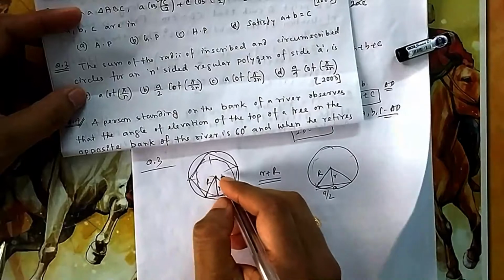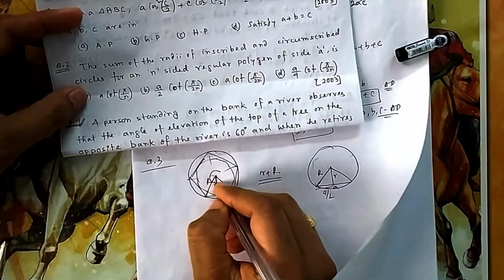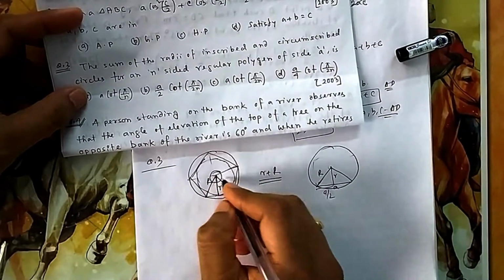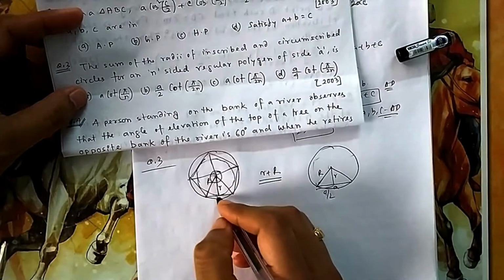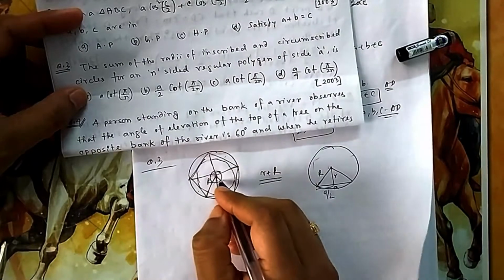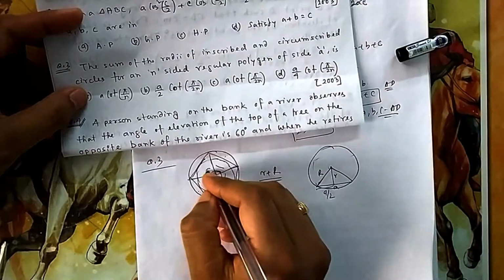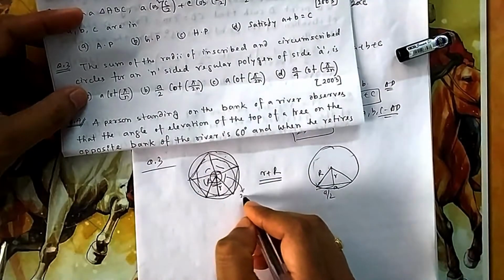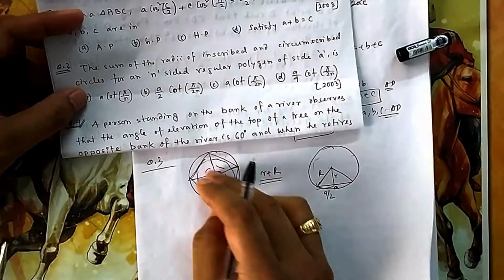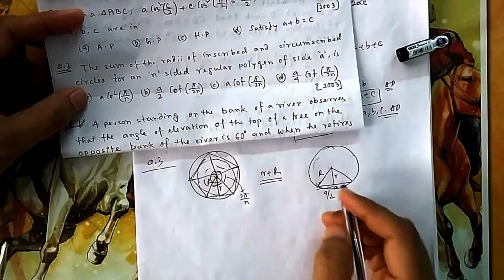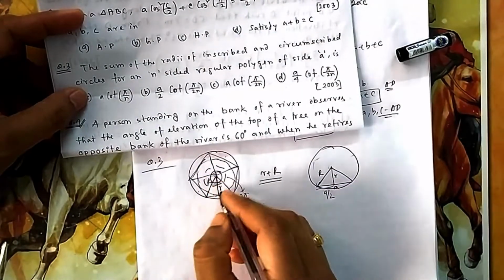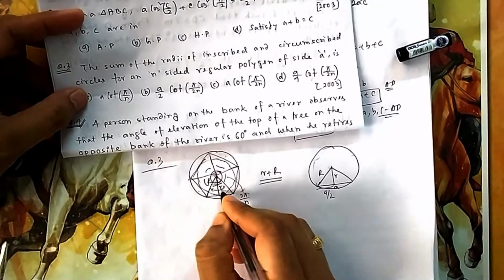Now if you see the angle, the total angle is 2 pi. If it is n sides, then there will be n angles created, because here 1, 2, 3, 4, 5 sides, so 5 angles. And what will be each angle? 2 pi by n, because all are equal and the total is 2 pi. So from here to here, this angle is 2 pi by n.